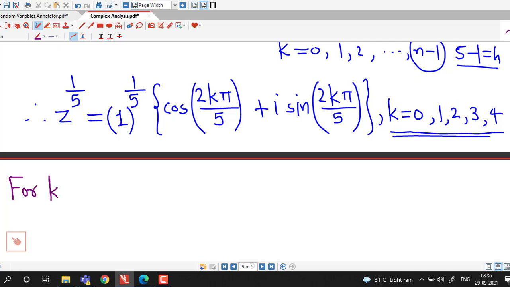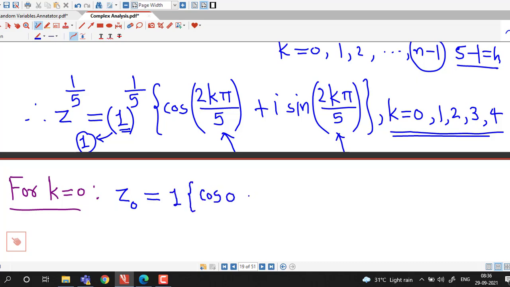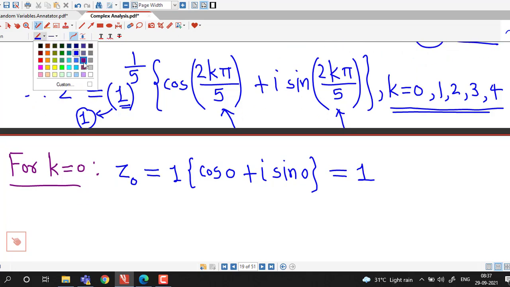The root corresponding to k equal to 0 is denoted by z suffix 0. Here 1 is considered as a real number. We know that 1 raised to 1 by 5 is 1 if we consider 1 as a real number. Here we put k equal to 0, so we have 1 times cos 0 plus i sin 0. Cos 0 is 1 and sin 0 is 0, so this is nothing but 1. So the root corresponding to k equal to 0 is 1.